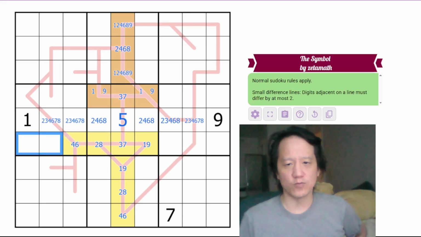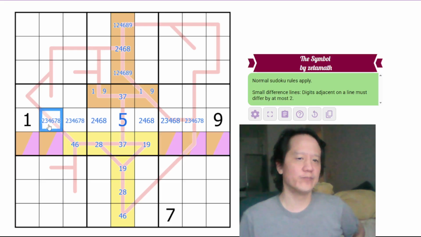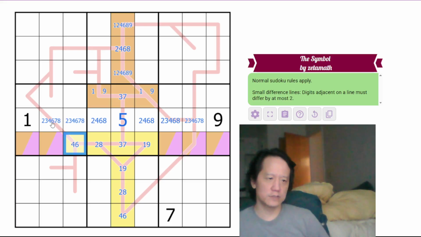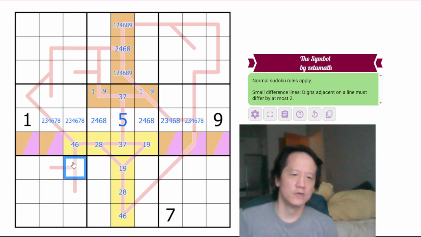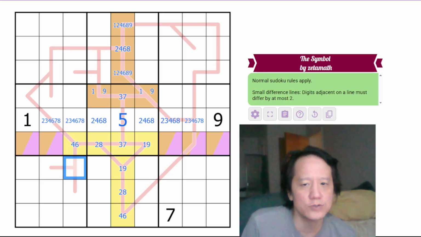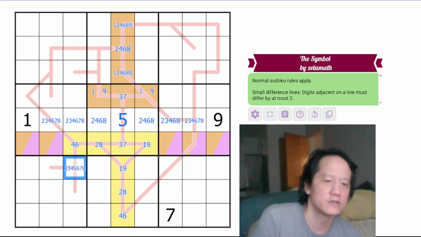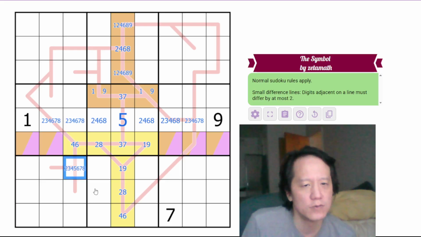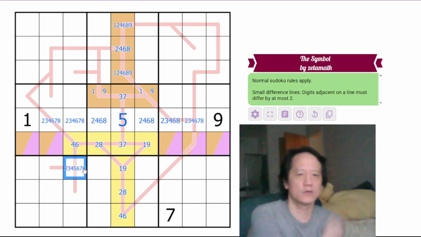Therefore, the rest of row 6 are either 5 or the orange version of that. Interesting. 4 or 6. This could be yellow or orange, so we don't know. 4 or 6 could be, so this is also 2, 3, 4, 5, 6, 7, 8. It cannot be, right, it cannot be 1 or 9 here. Okay.